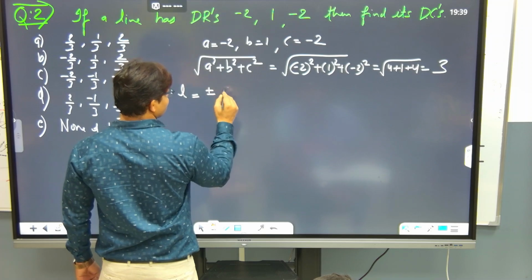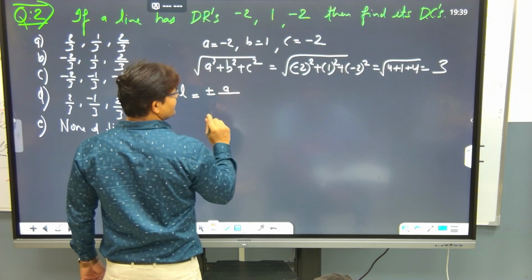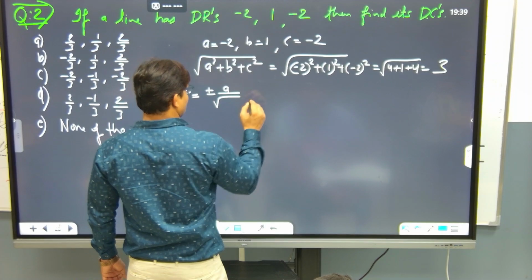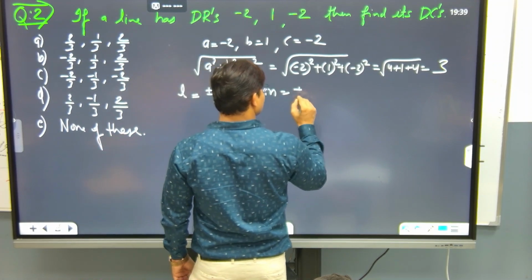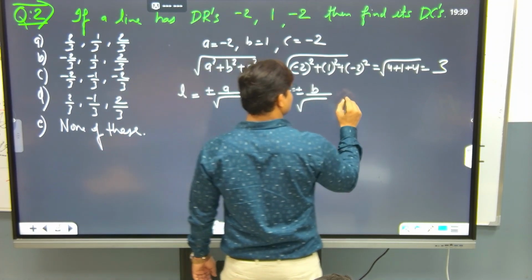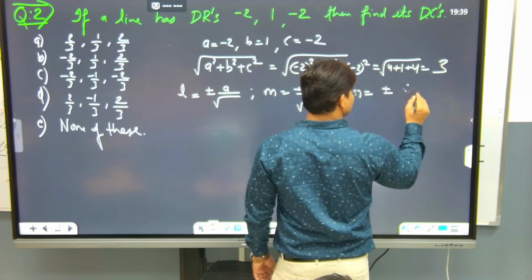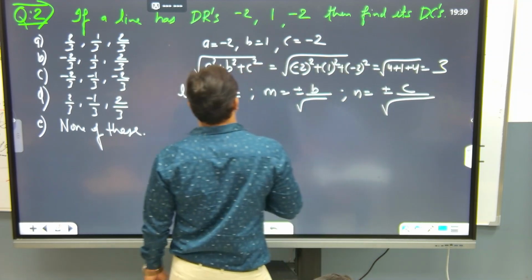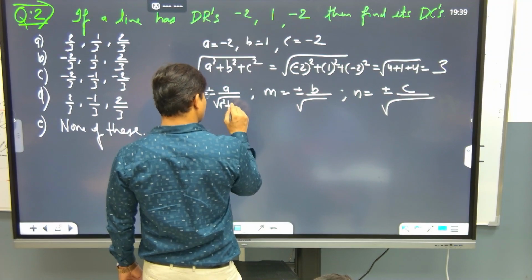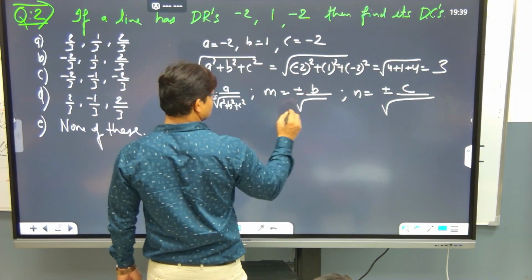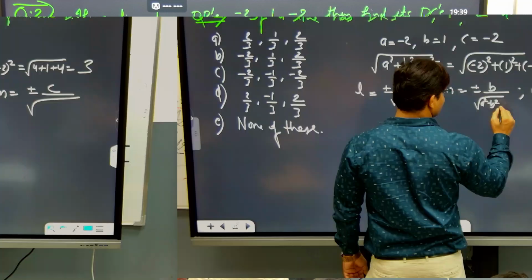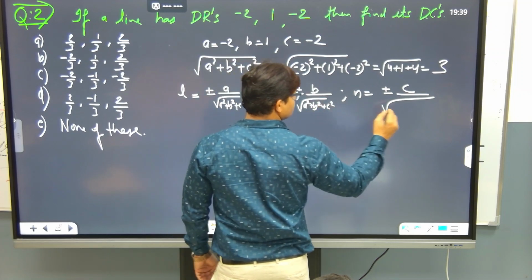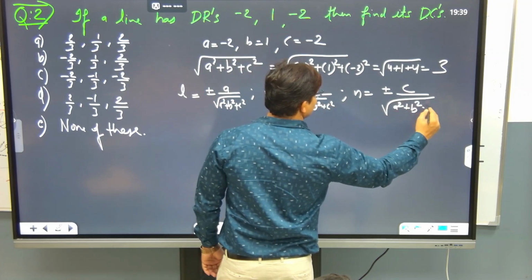Now we know that L is plus minus A by root of that value, M is plus minus B by root of this value, N is plus minus C by root of this value. That value is A square plus B square plus C square, root of A square plus B square plus C square.